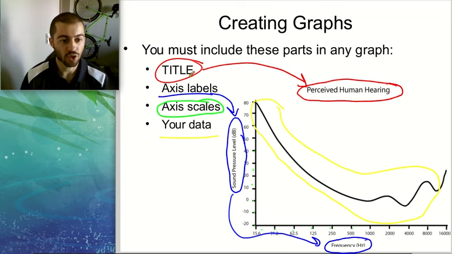Alright, so for each graph that you make, you need a title, you need axis labels, you need axis scales, and you need to actually graph the data itself.